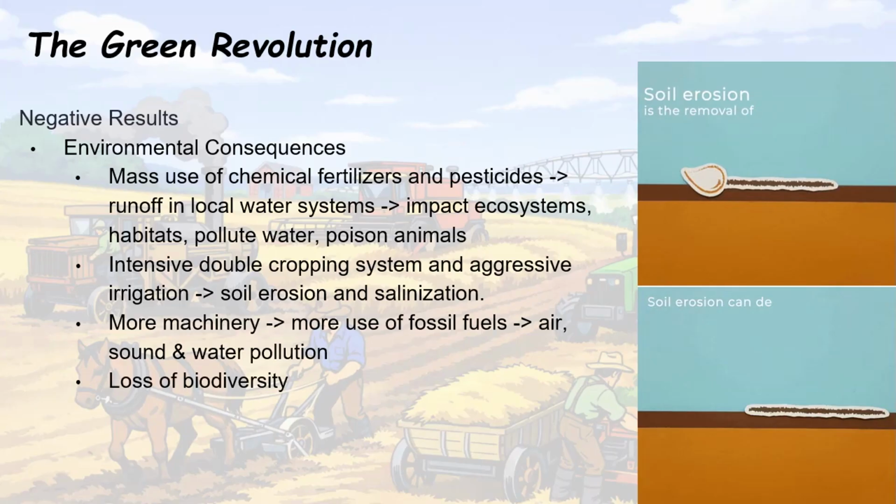Add more machinery into the system, and you get more fossil fuel use. That means air pollution, water pollution, and even noise pollution. Industrial-level farming leaves a carbon footprint. And then there's loss of biodiversity. When farms focus on a few high-yield varieties, traditional crops and local species decline. Less genetic diversity means less resilience long-term.